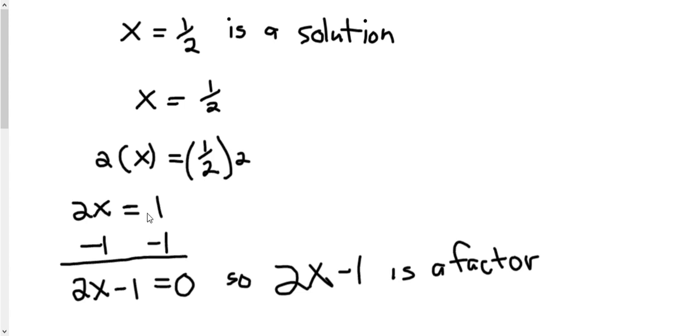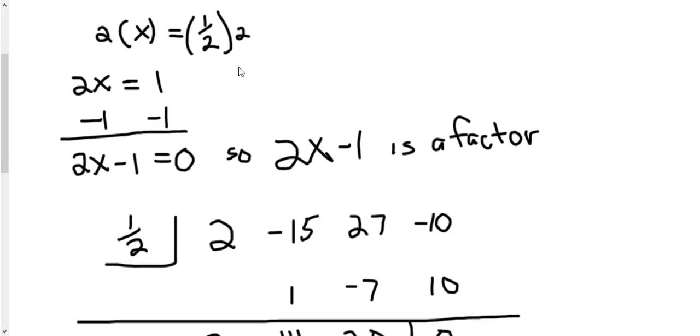Then you finish getting 0 on this one side by subtracting 1, and you end up with 2x minus 1 equals 0. When you've got it equal to 0, that's when you know your factor, going from the solution to the factor. So 2x minus 1 is one of the factors, and of course one of the solutions is 1/2.